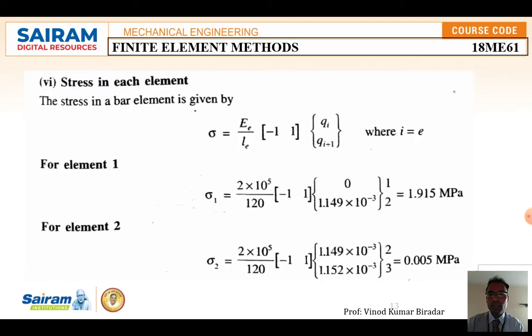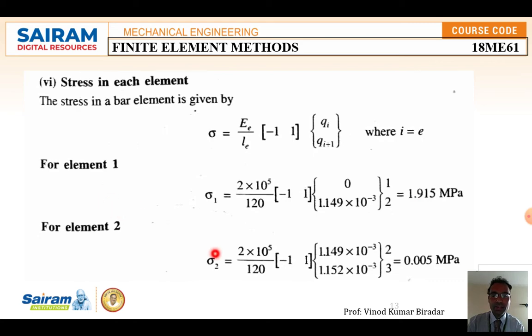Coming to the stress in each element, we have the formula: stress is equal to Young's modulus by L_e times minus 1 1 times U1 U2, okay. For the first element, substitute the values of Young's modulus and length. The displacements belong to element 1, that is nodes 1 and 2, because element 1 consists of only nodes 1 and 2. So take the 1 and 2 values, substitute, and you are going to get stress for the first element equal to 1.915, okay.